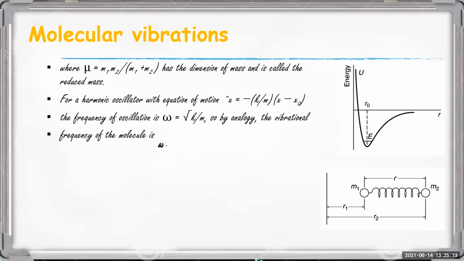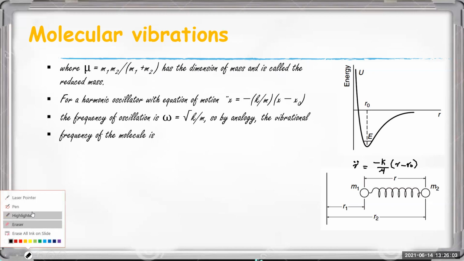Okay, so here in this case, omega must be equal to what? When we compare this equation with the equation r double dot is equal to minus k divided by mu into r minus r0, omega must be equal to root of k by mu.